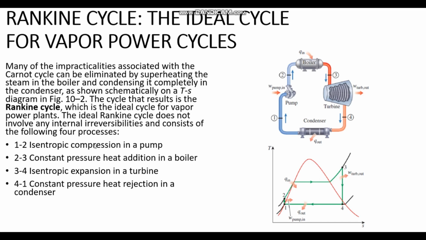As you can see, the ideal Rankine cycle consists of the following processes. 1 to 2, isentropic compression in a pump. 2 to 3, constant pressure heat addition in a boiler. 3 to 4, isentropic expansion in a turbine. 4 to 1, constant pressure heat rejection in a condenser. Heat rejection means that we give some part of the heat that we got from the fuel to the environment, right?